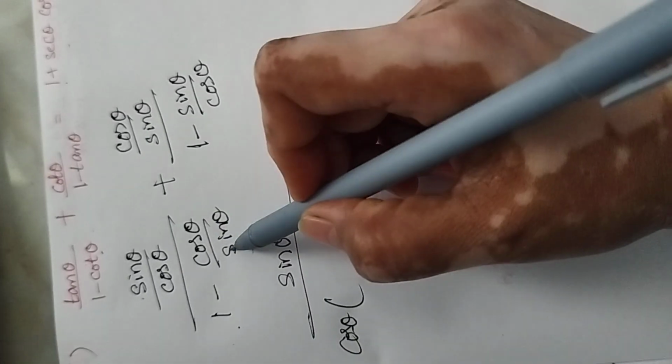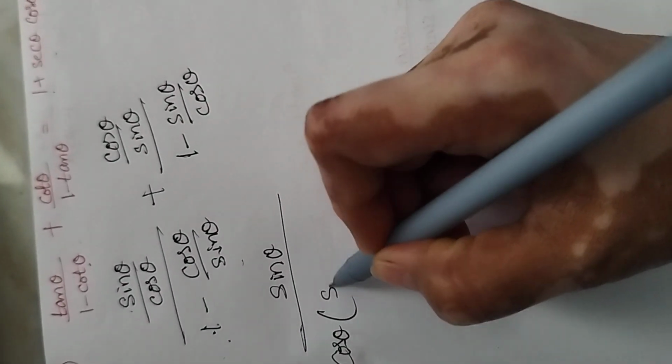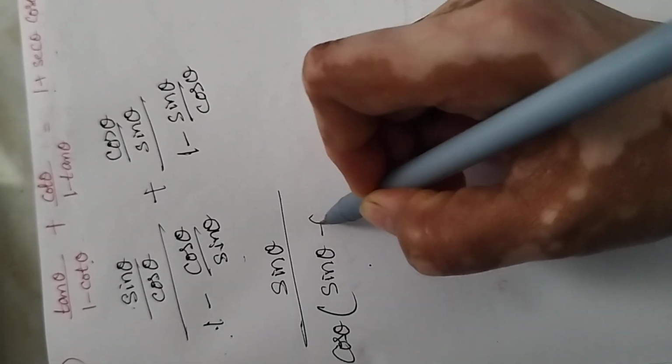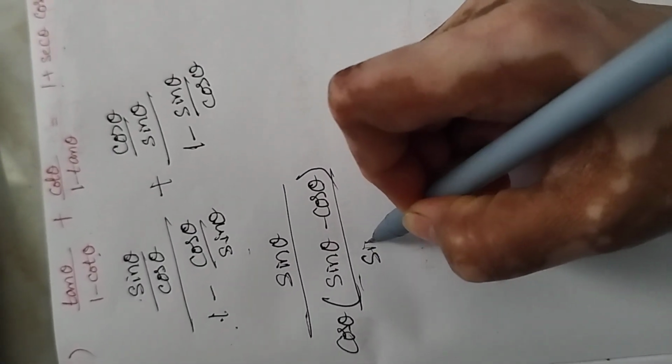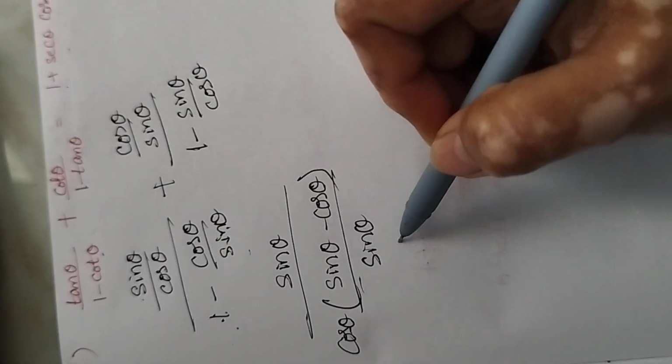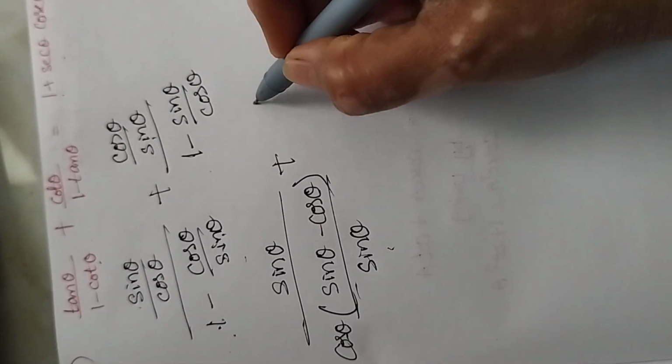So I took LCM as this here multiply, and next term we should reciprocal them. Sin theta minus cos theta by cos theta sin theta. Okay. Here this sin theta I am writing here. Okay, same manner we should write. This sin theta comes to denominator.